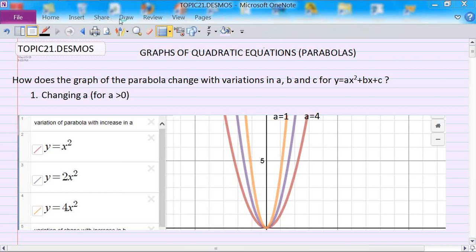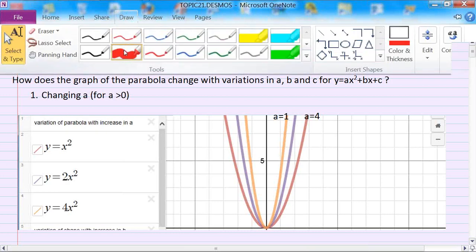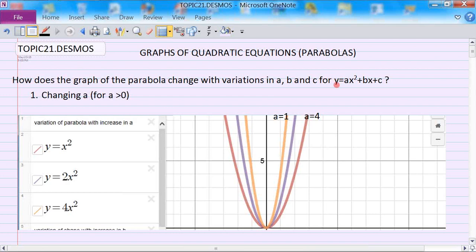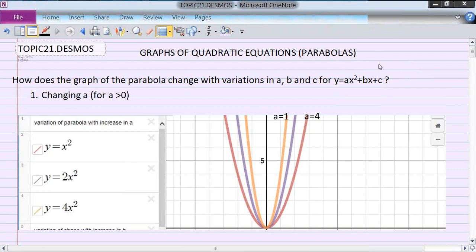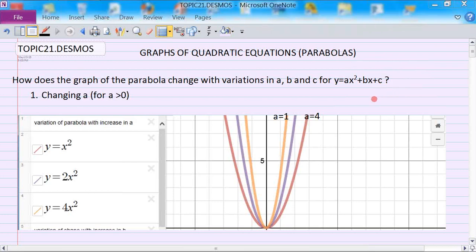So we're going to look at graphs of parabolas. Parabolas are obtained when we plot the quadratic equation. And in this, there's the quadratic equation with which we're familiar. So we're going to look at how the shape of the graph changes with the coefficient of x squared, which is a, the coefficient of the x term, which is b, and we're going to look at how c changes the variation.